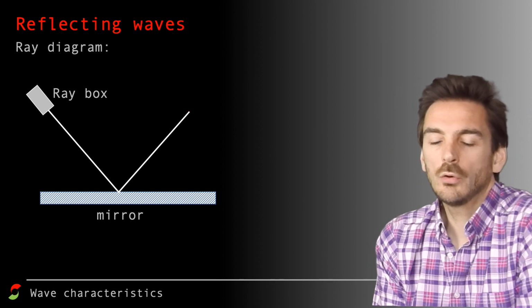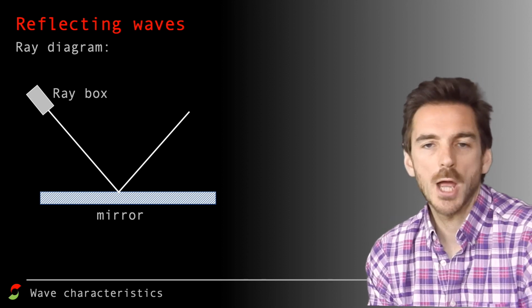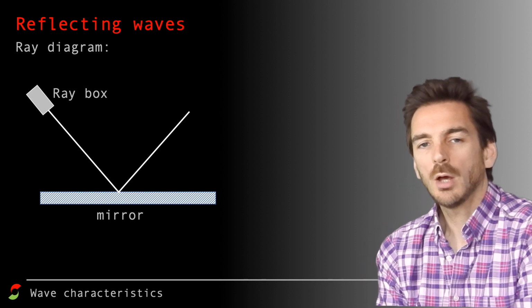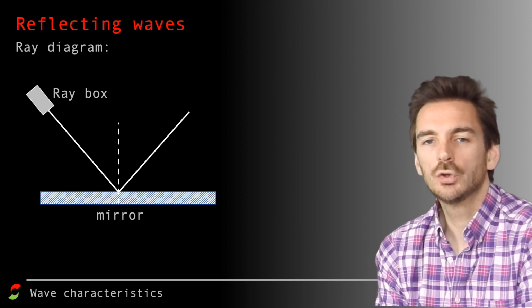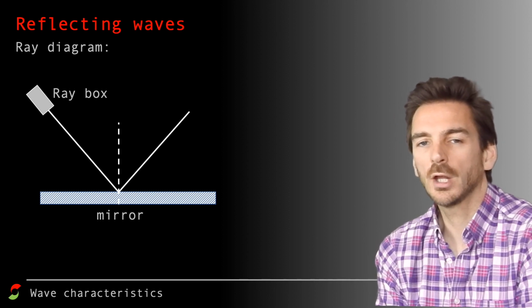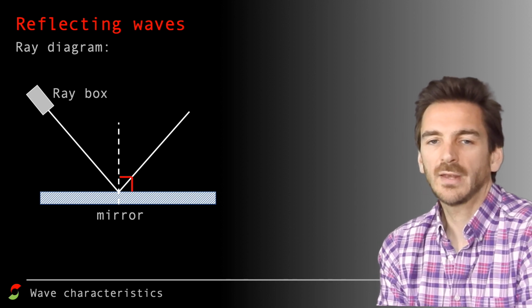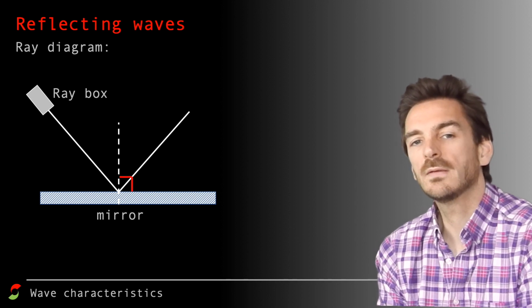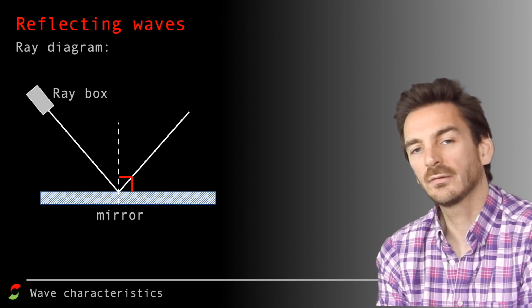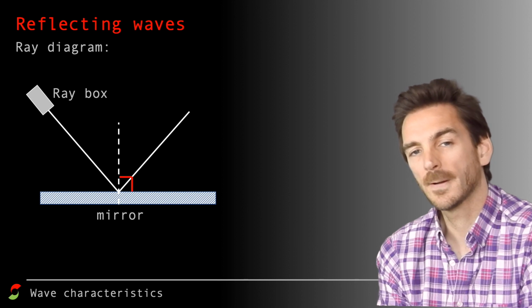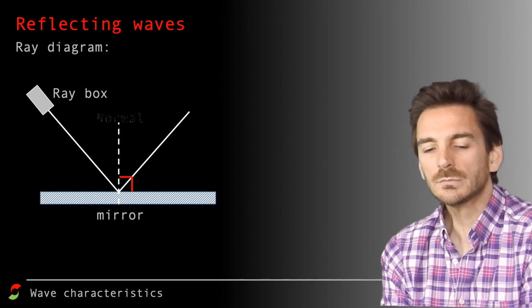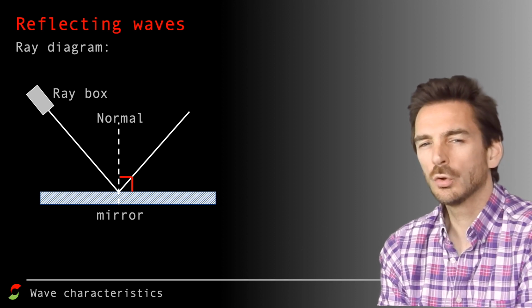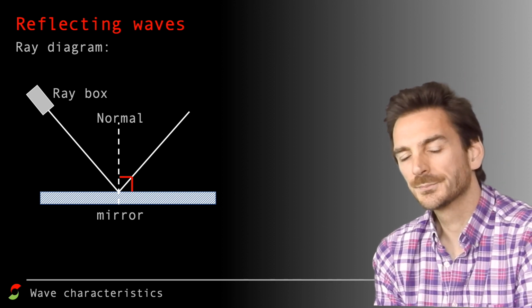What we can also do is draw a ray diagram for this. Whenever we draw ray diagrams, we must add something called a normal, and that's the normal there, that dashed line. That normal is at right angles to the surface that the wave is interacting with. In this case, the wave is interacting with the mirror. So we draw at the point where the wave touches the mirror a normal at right angles to that surface. That's our normal, and our normal is always a reference point.